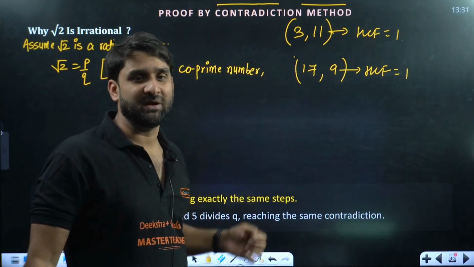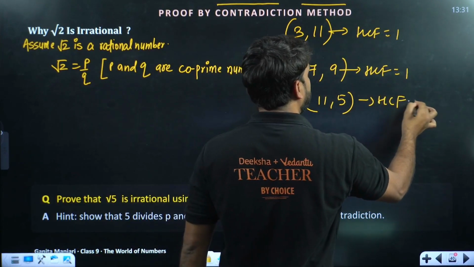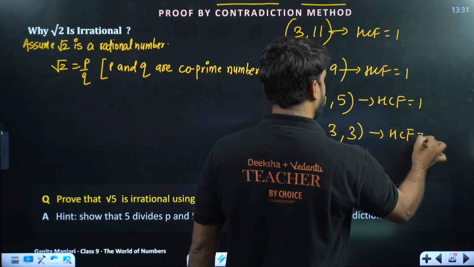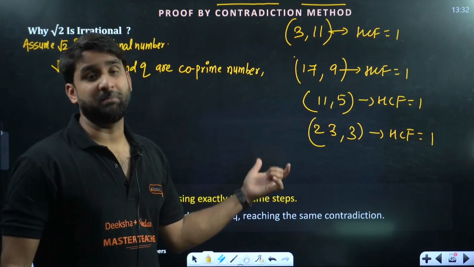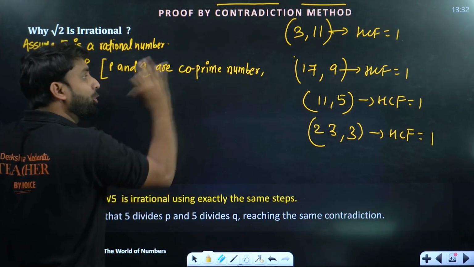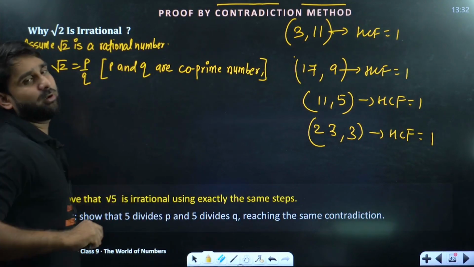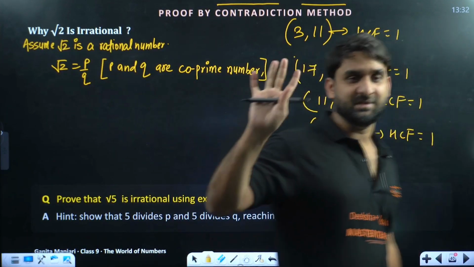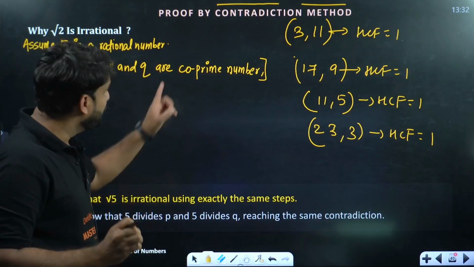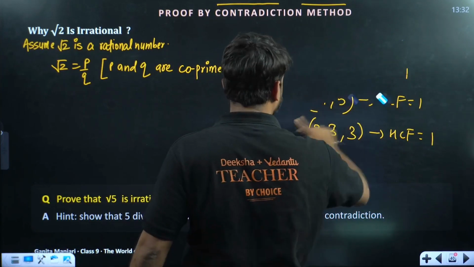1 can divide 17, 1 can divide 9. We have so many examples. 11, 5, again HCF will be 1. For example, 23, 3, come on champions, HCF will be 1. Such pairs are called co-prime pairs because the common factor is only 1. Here also we have assumed p and q are co-prime, which means p can be divided by only 1 and q can also be divided by only 1. There is only one common factor, which is 1, and that is why we have mentioned here p and q are co-prime. This mentioning is very important. Moving ahead, let me erase this.